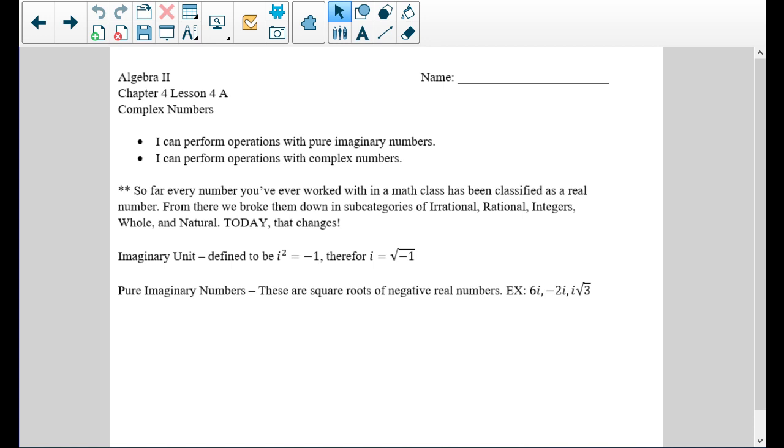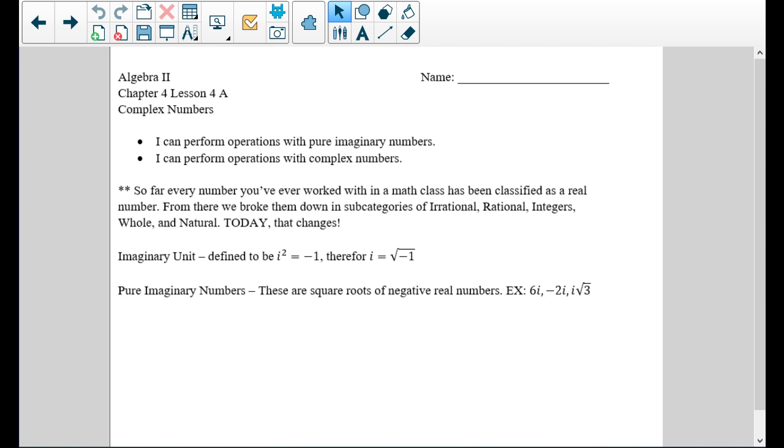So i is defined to be i squared equals -1. So therefore, i is equal to the square root of -1. Okay, so before we had dealt with some solving problems and we had problems that had no solutions, and those were no real solutions. Now we have these same problems, but they're going to have solutions. They're just not real numbers.